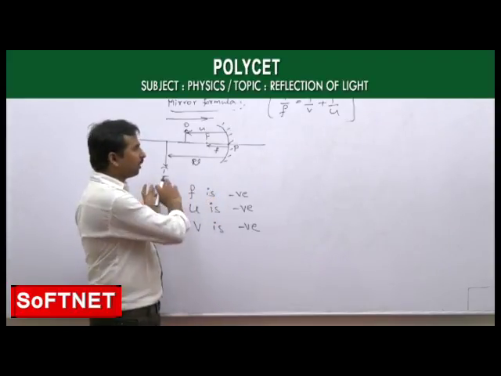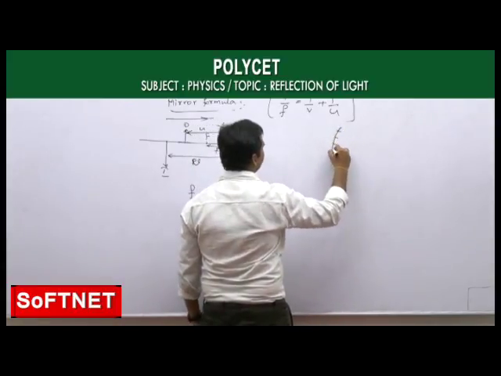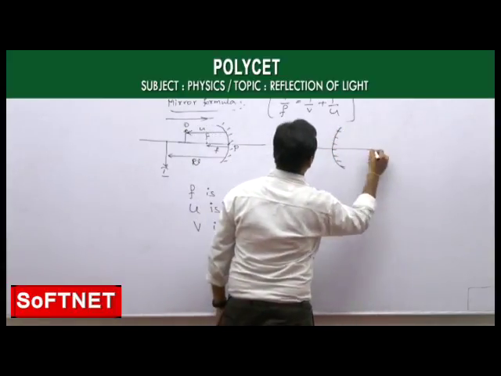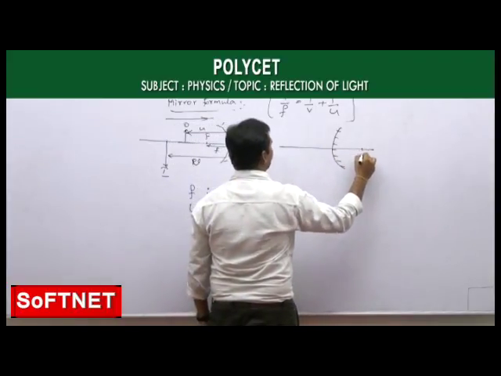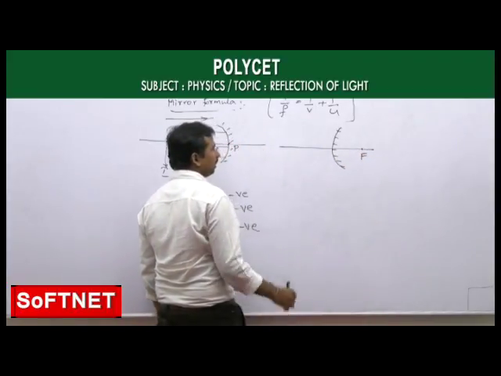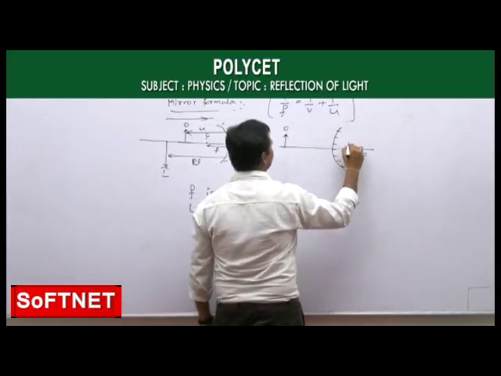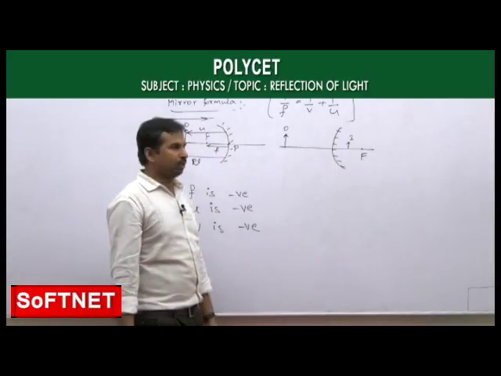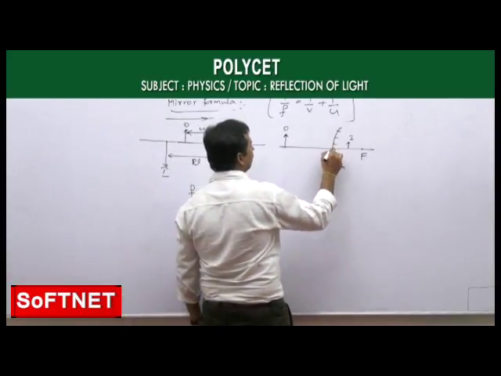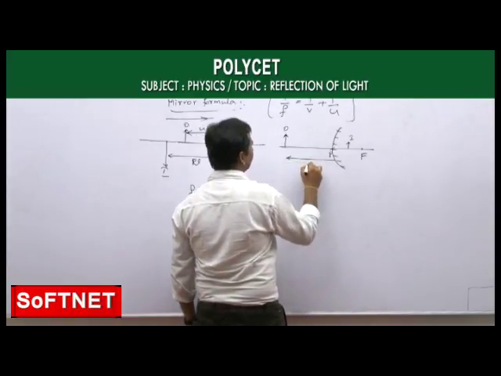The same we apply for the convex mirror. If you see the sign convention here for a convex mirror, we already know that it has a virtual focus. If the object is placed before that, we get the image behind the mirror, because that is a virtual image. So if you take rule 1, according to rule 1, all distances we have to measure starting from the pole.